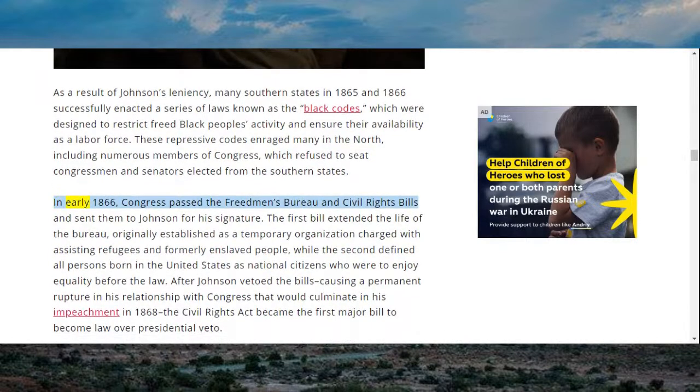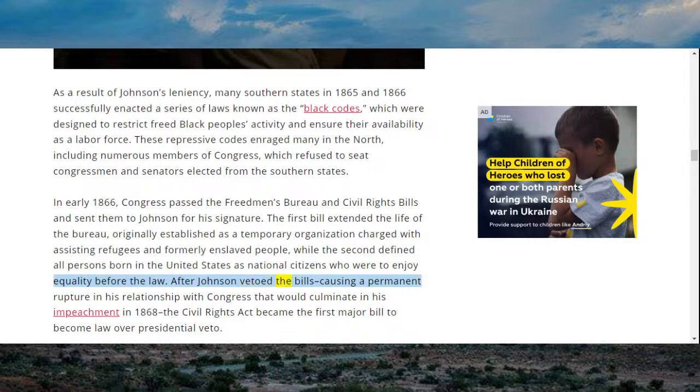In early 1866, Congress passed the Freedmen's Bureau and Civil Rights Bills and sent them to Johnson for his signature. The first bill extended the life of the Bureau, originally established as a temporary organization charged with assisting refugees and formerly enslaved people, while the second defined all persons born in the United States as national citizens who were to enjoy equality before the law.